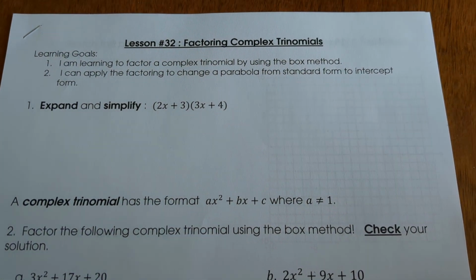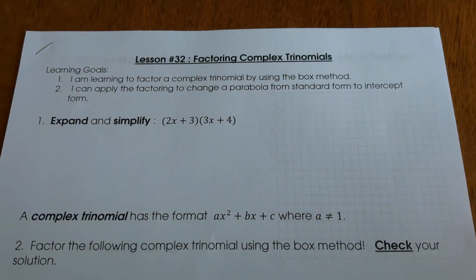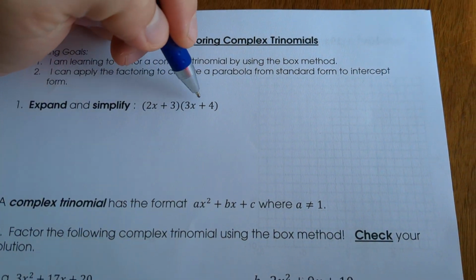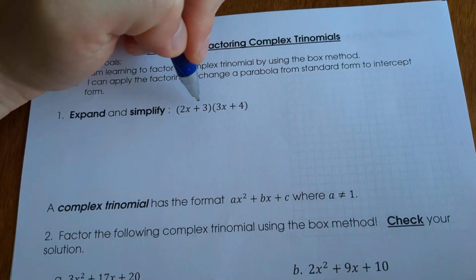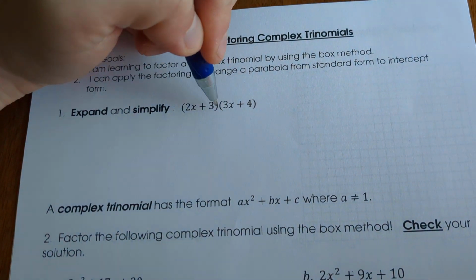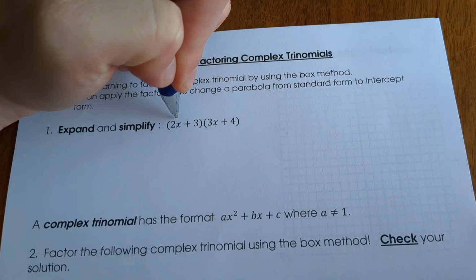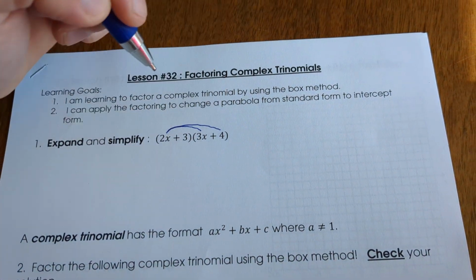All right, guys, this is lesson 32, factoring complex trinomials. So just to see what happens here, we're going to expand and simplify this to begin with. You could do this using the box. You just put these on the outside of the box, but I'm just going to do it using the distributive property this time. So we multiply 2x by 3x and 4.